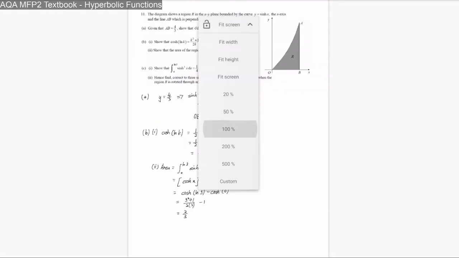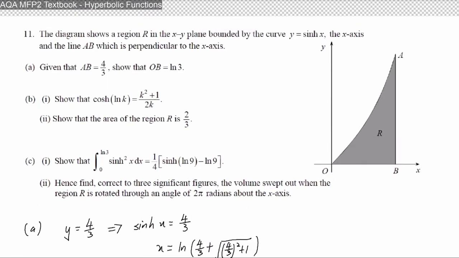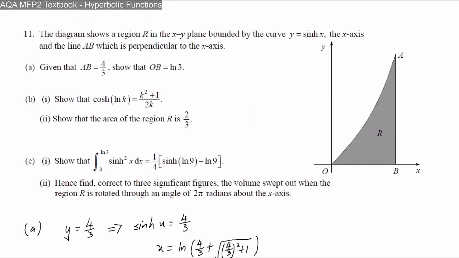The last question that we will look at is this curve y equals sin x, where AB is perpendicular to the x-axis. First, given that AB is 4 over 3, show that OB is equal to ln 3. In this case the value for AB is 4 over 3, which means the y value at this point is 4 over 3. We just have to find out the x value for this, because OB is just the value of x in this case.